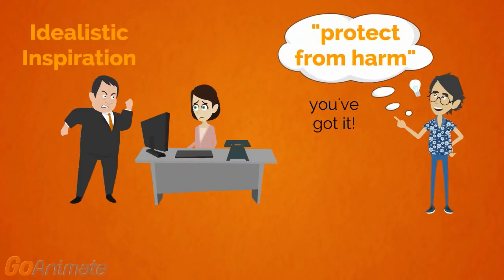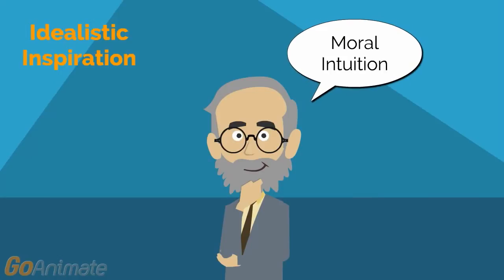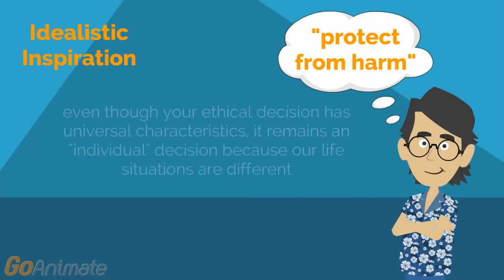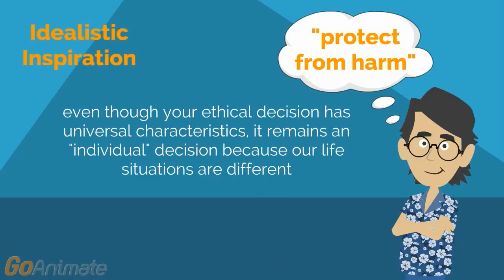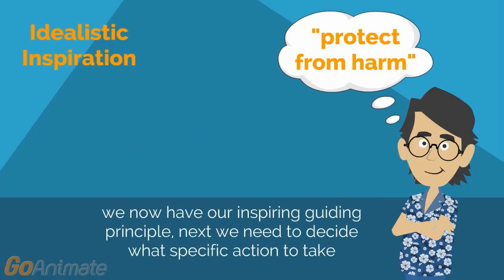You've got it. Thinking leads to an empowering insight, an intuition to protect our coworker from harm. We call this experience moral intuition. Even though your ethical decision has universal characteristics, it remains an individual decision, because our life situations are different, and the depth of each one's thinking is different. We now have our inspiring guiding principle. Next we need to decide what specific action to take.